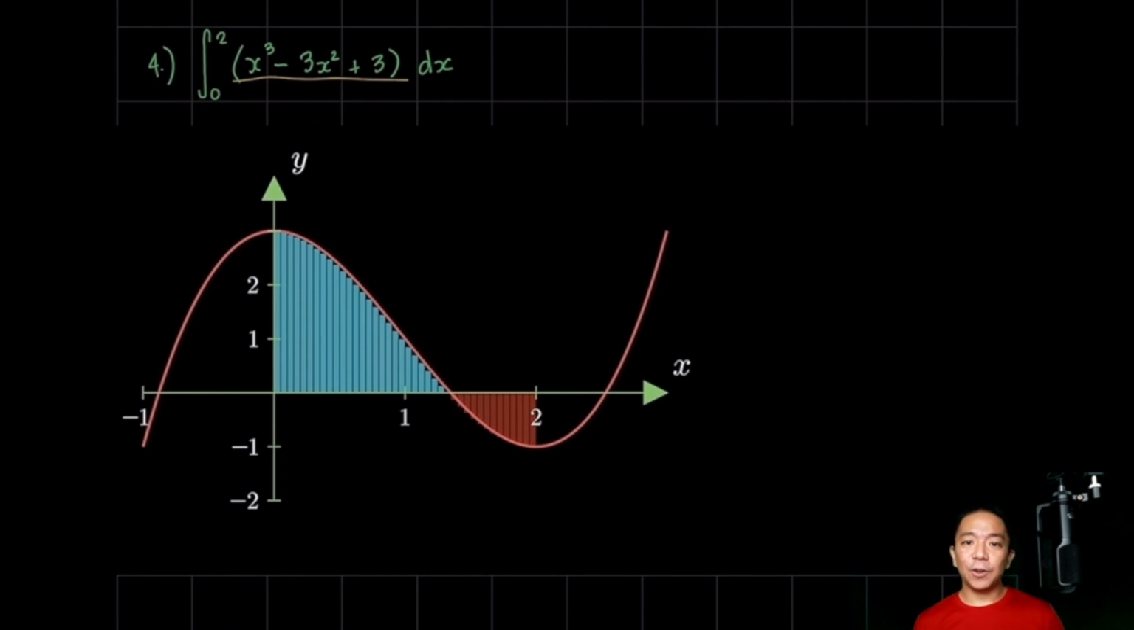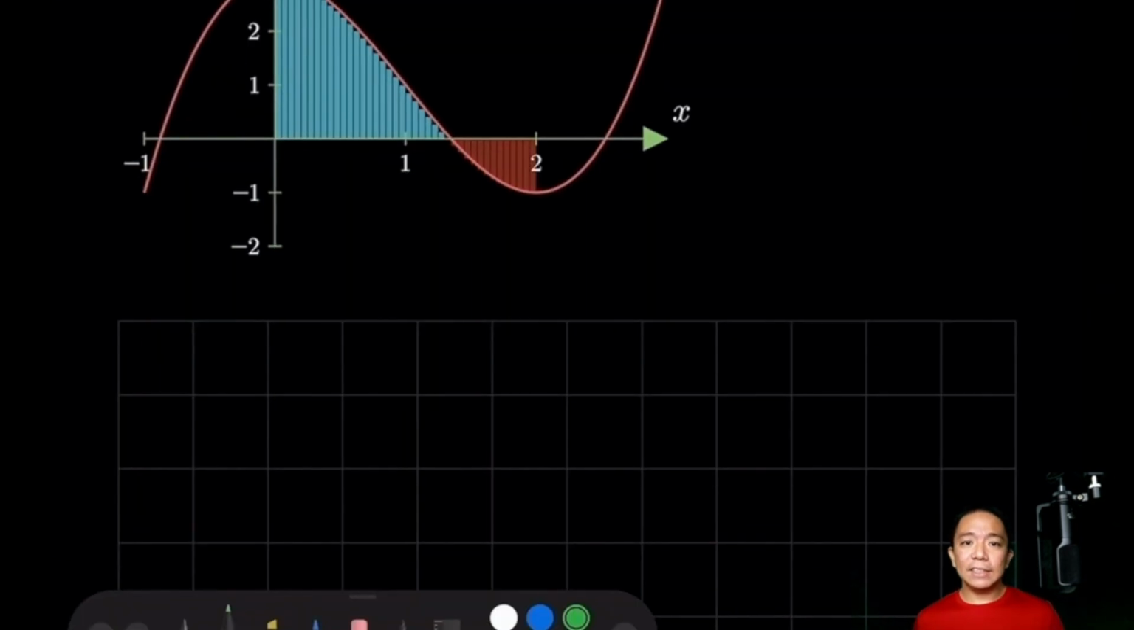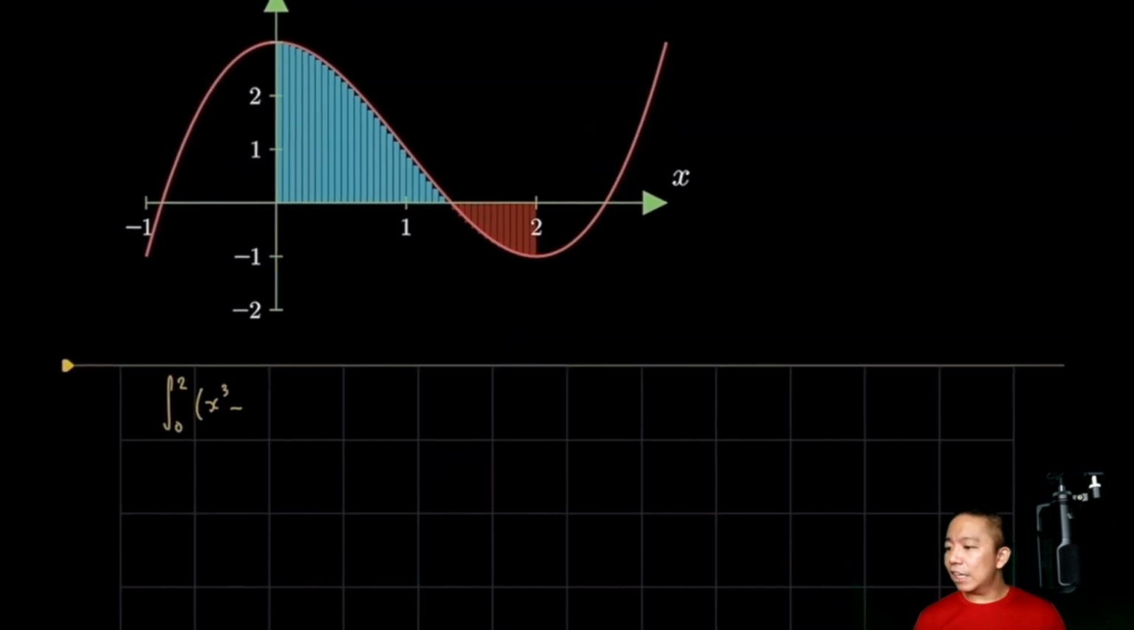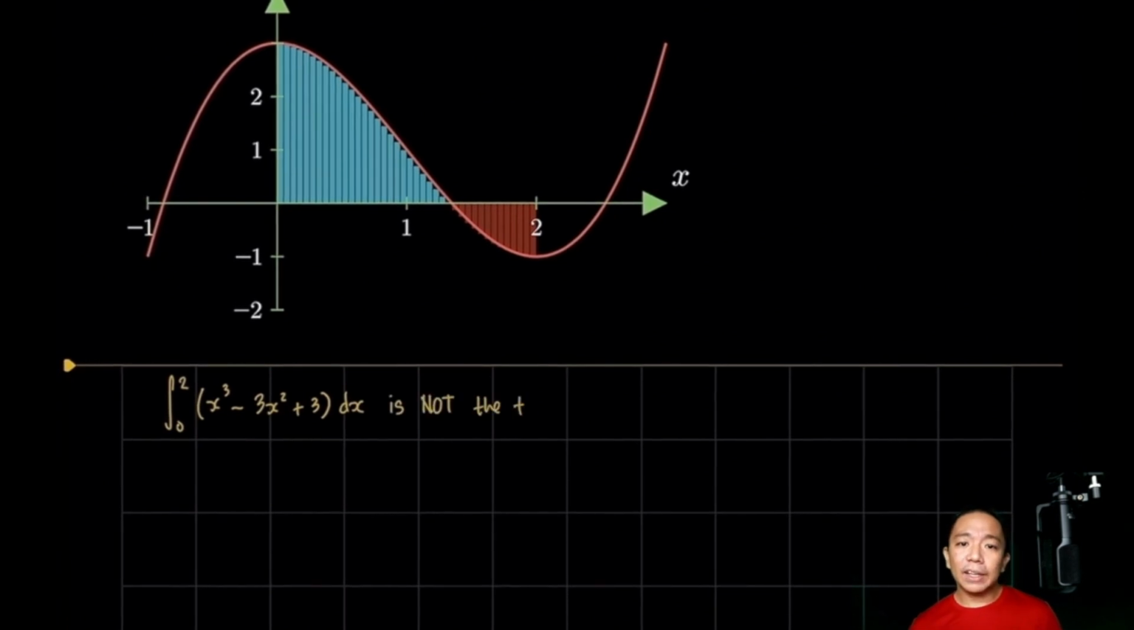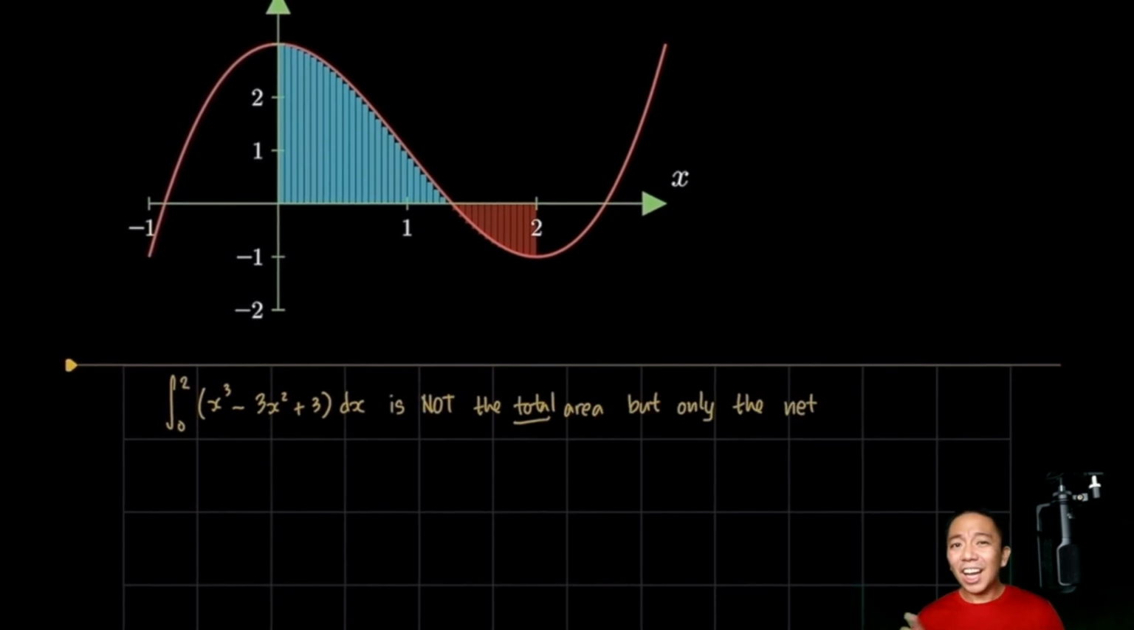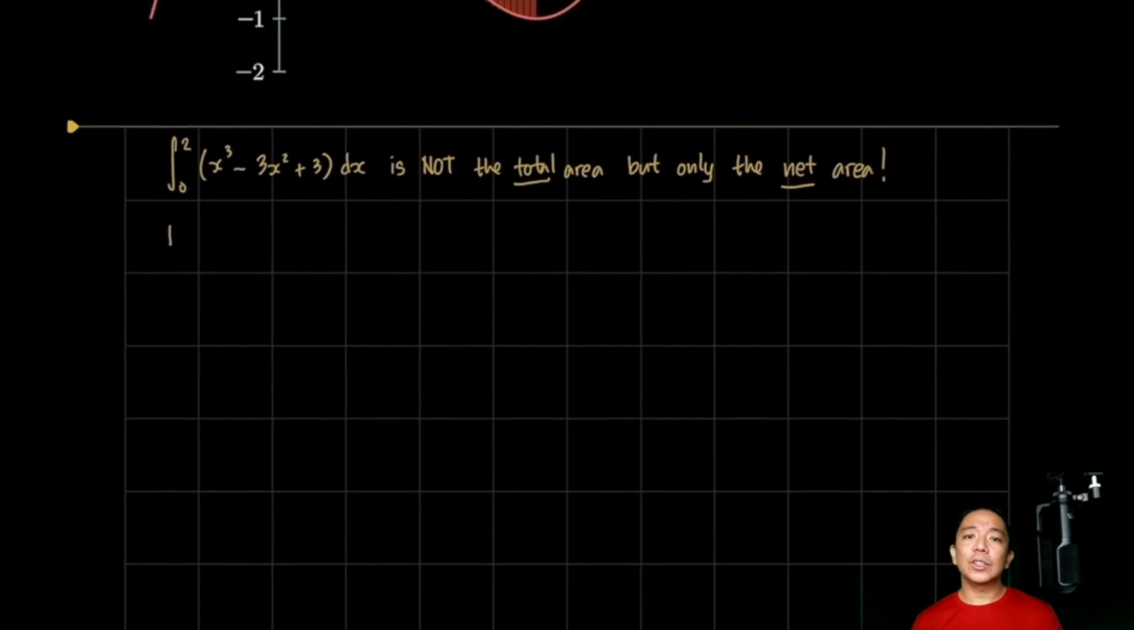Tapos nag-drawing na rin ako ng approximating rectangles. So similar dun sa previous problem, meron tayong region that will be above the x-axis and a region that will be below the x-axis. So what does this mean? This means that the definite integral from 0 to 2 of x cubed minus 3x squared plus 3 is not the total area nung dalawang regions, but parang yung net area nila. And in the figure, you can recall, mas malaki yung area nung blue, yung nasa taas, kaysa dun sa red, yung nasa baba. So we expect our final answer na definite integral dito to be positive.